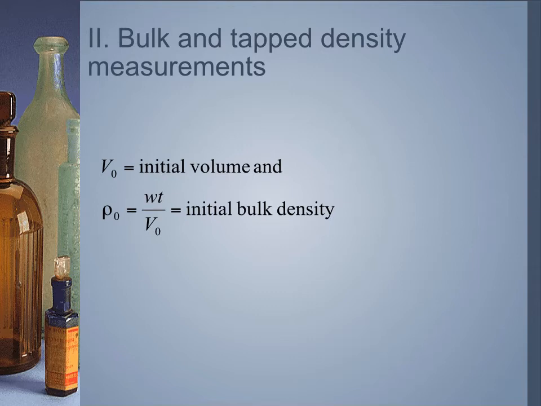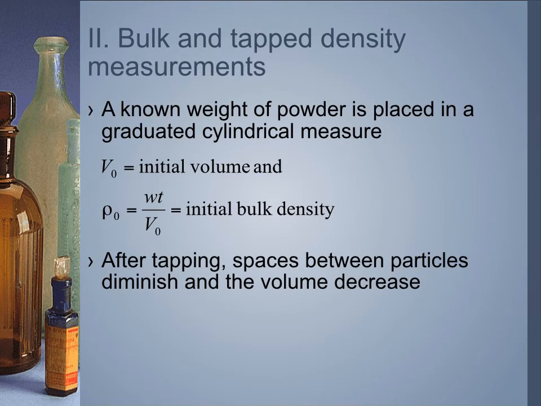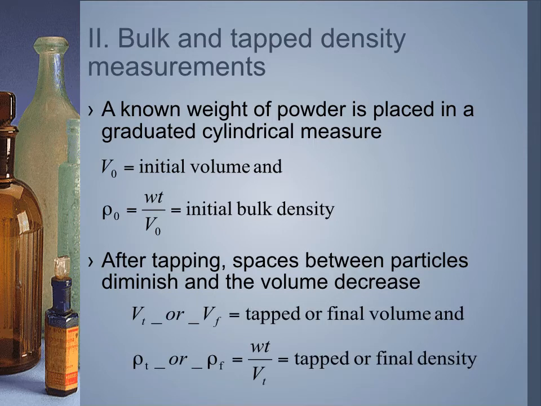If you add about 5 gram or 3 gram of powder into a 10 milliliter cylindrical measure, then you can measure the height or the volume of the powder. This volume is called the initial volume because it is measured before tapping. After that, you do continuous tapping for 5 or 10 minutes, or until the powder volume is not decreasing anymore. After that, you can measure VT, which is the tapped volume. So now you have two volumes, the initial volume and the tapped volume.